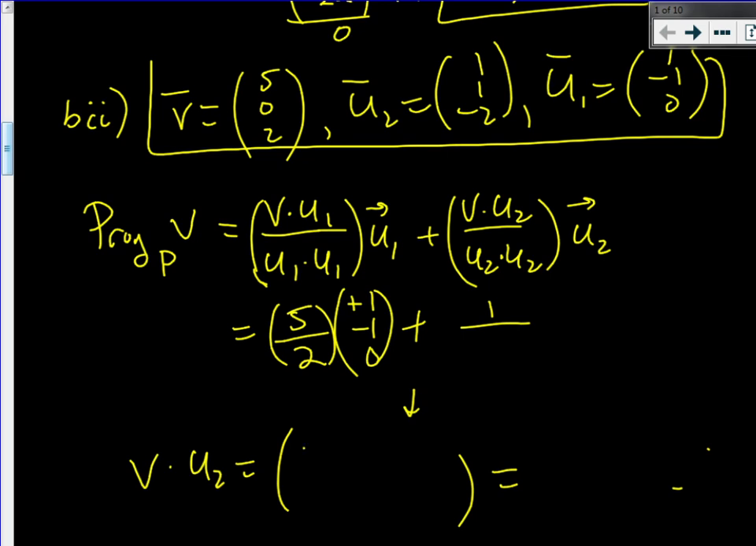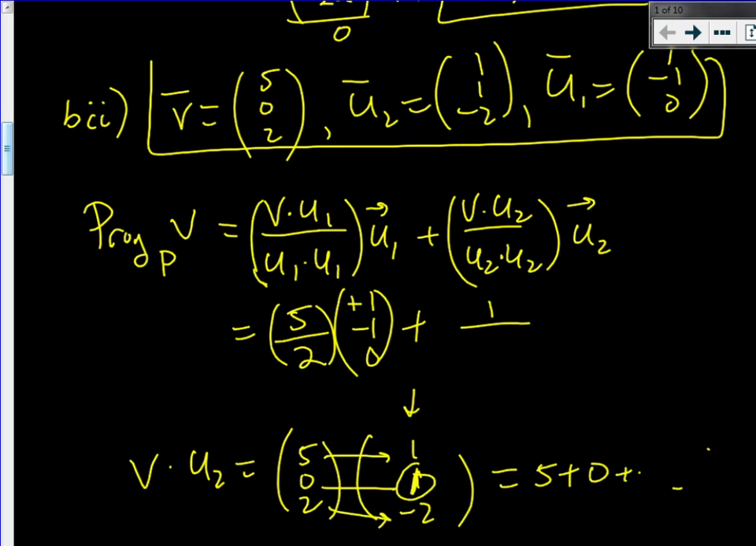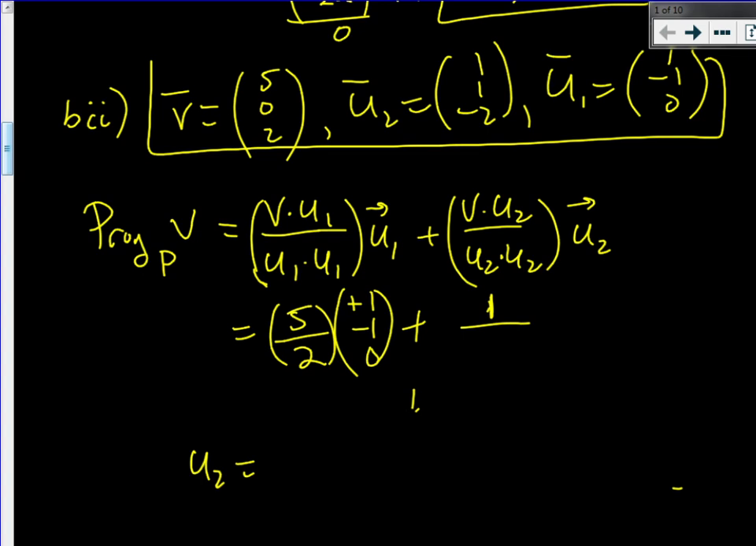V is 5, 0, 2, and U2 is 1, 1, negative 2. 5 times 1 is 5. Now here I had negative 1, but it didn't matter because I multiplied it by 0. But now I have the right value, and that's negative 4. That adds up to 1, which is what I have, which is good. Now we're going to do U2 dot U2. Why? One simple reason. That's what they're asking for.